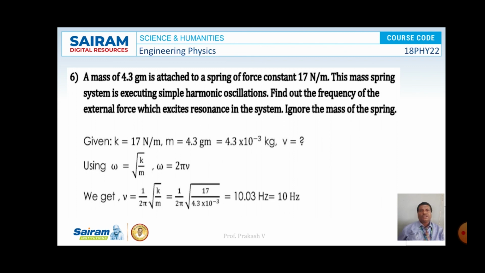Given k is 17 Newton per meter and mass attached is 4.3 grams, therefore the angular frequency omega is square root of k by m. Further, omega is equal to 2 pi mu. So we can simplify the value of mu as 1 by 2 pi into square root of k by m. Substituting the value of k and m in the formula, we can calculate the value of mu as 10.03 hertz, which is equal to 10 hertz. So this is the solution for the given problem.